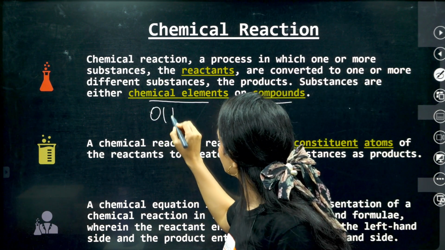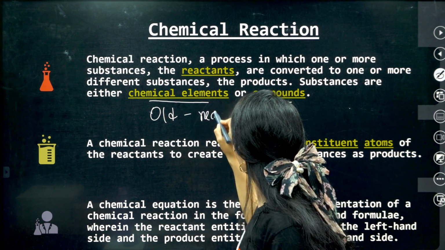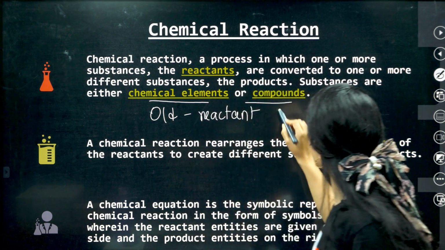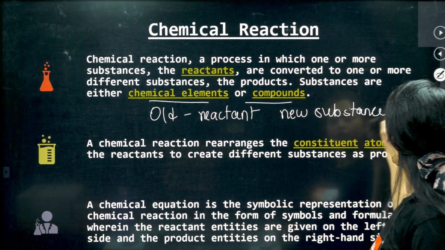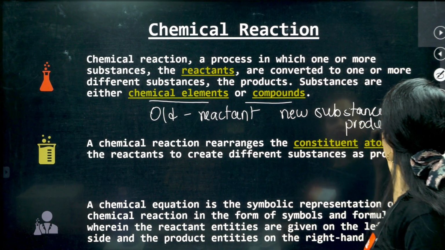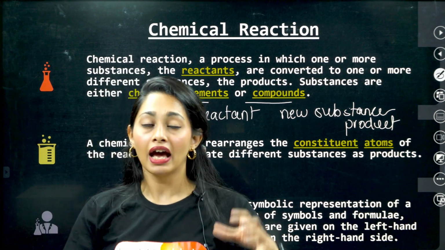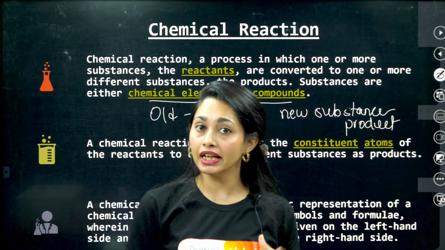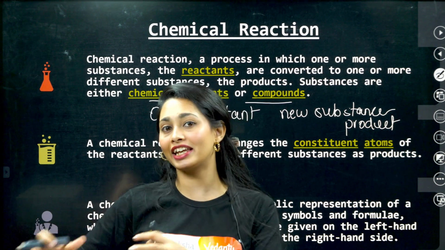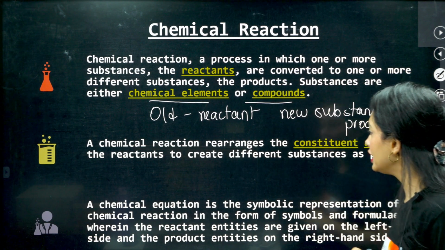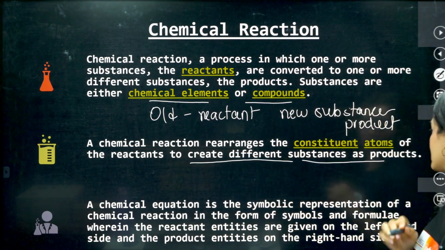So the old substances are called reactants, and the new substance is the product. So what's going to happen here? Rearrangement of atoms is going to happen. Mass is neither created nor destroyed during a chemical reaction. But rearrangement is going to happen. A chemical reaction rearranges the constituent atoms of the reactants to create different substances as products.